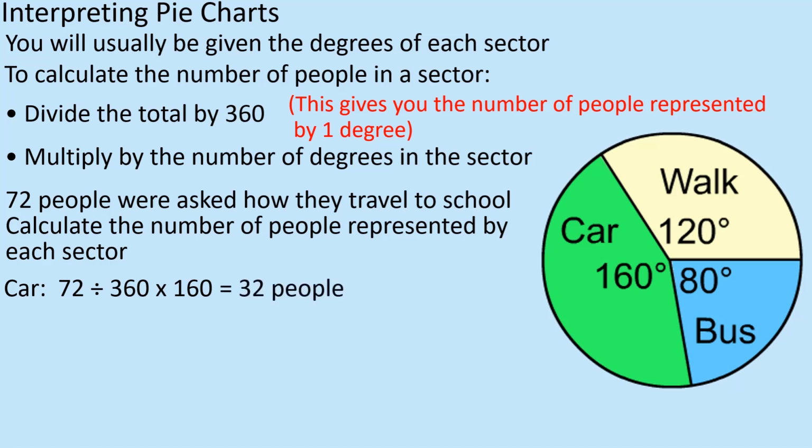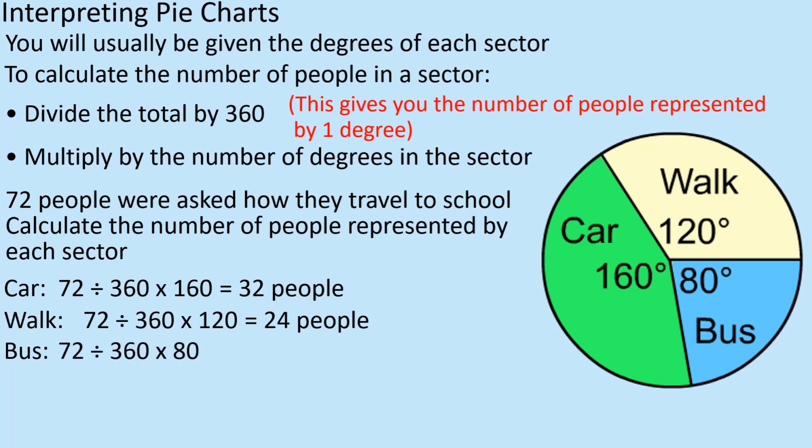All right, so that's going to give me 32 people. Makes sense. Then do the repeat for the next one. So 72 divided by 360, always divided by 360, and then times it by the degrees, 120, so 24. And then finally the bus, 72 divided by 360 times by 80, so that means it's 16 people.